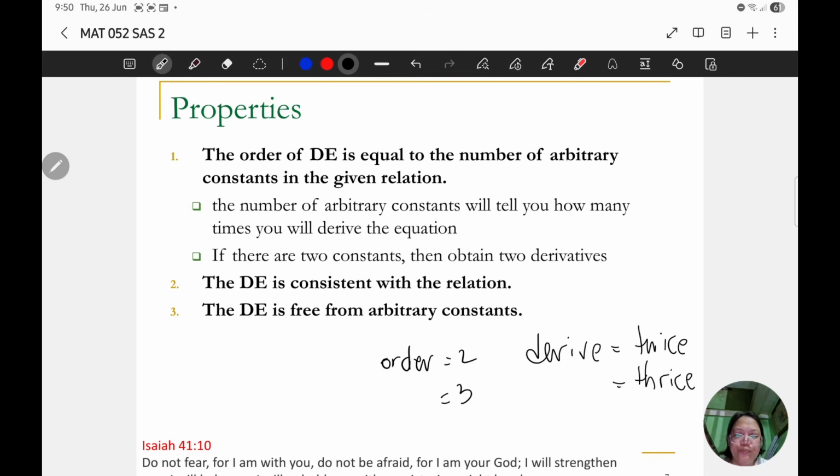For number 2, the DE is consistent with the relation. It means when the equation underwent the elimination process, there is always a solution. Number 3, the DE is free from the arbitrary constants. So no more arbitrary constants when the equation underwent the elimination process, and the result is already a differential equation.